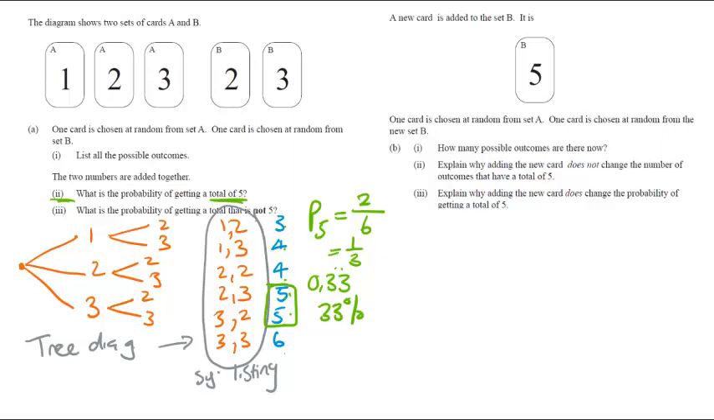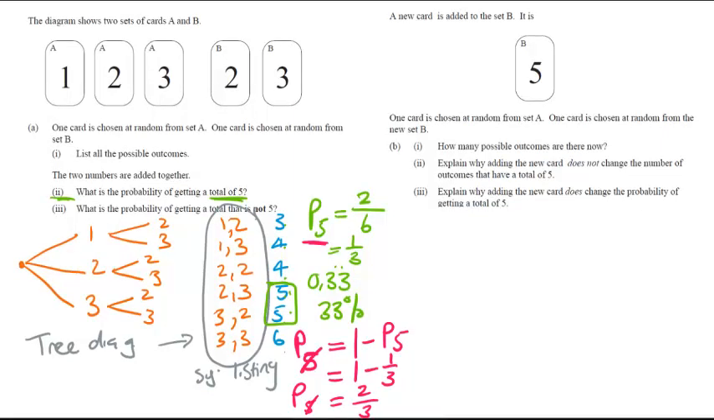Question number 3 over here is saying, what's the probability of getting not 5? So again, there's different ways of doing this. We could do the same thing we did here and count the not 5s, or we can do the other equation that we've been doing, and we can say probability of 5 with a line. So not 5 is going to be 1 minus the probability of 5, which is 1 minus 1 over 3. So the probability of getting not 5 is going to be 2 over 3, or 66%, 67%.